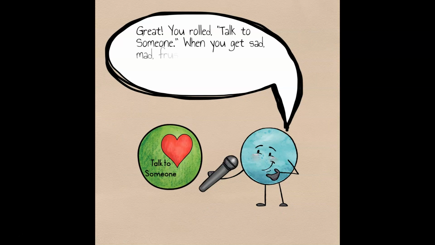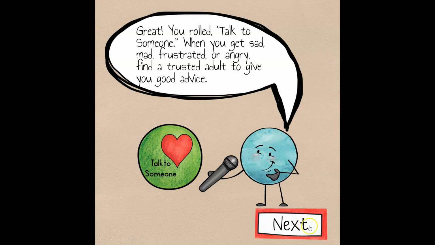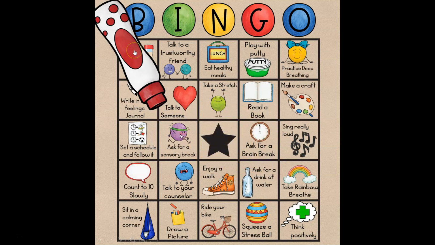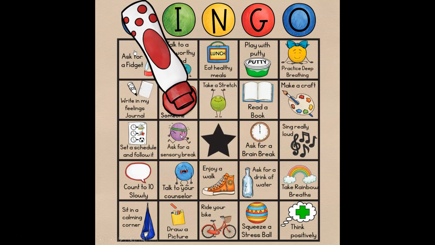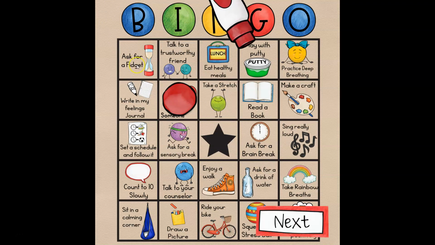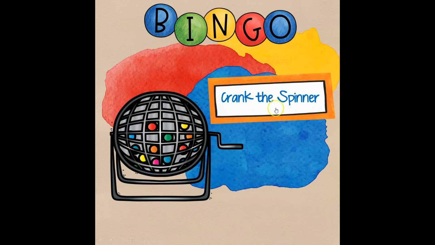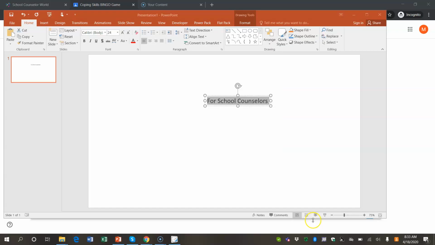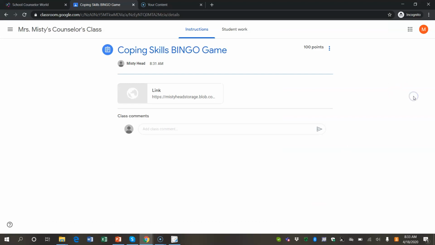For each bingo ball that rolls out, there's a coping skill, then the next slide explains what the coping skill means. So then they can take their bingo dabber and dab on the bingo card. So this concludes the video tutorial on how to share to your Google Classroom.